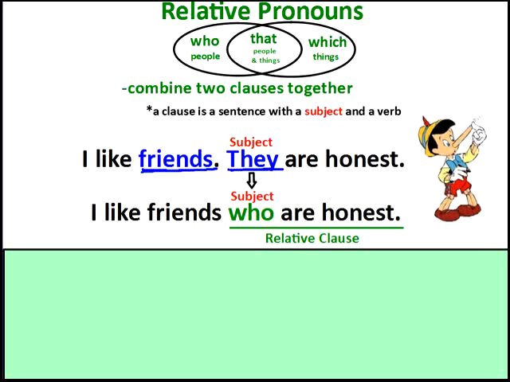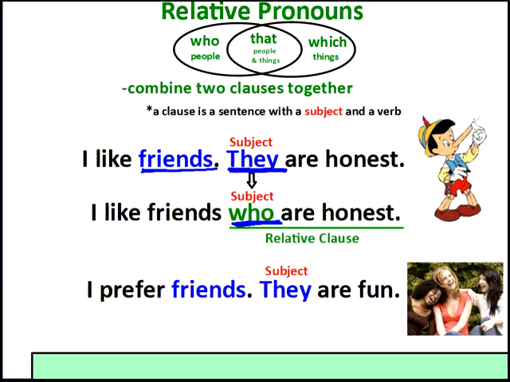Basically what I did is I took my subject in my second clause, they, and I replaced it with my relative pronoun who. So I'm just replacing the subject in the second sentence with my relative pronoun, and I combine the sentences together to read like this. I like friends who are honest. And this is my relative clause because it contains my relative pronoun, who. In the relative clause, the subject of the sentence is who. So that's using it as the subject of a sentence.